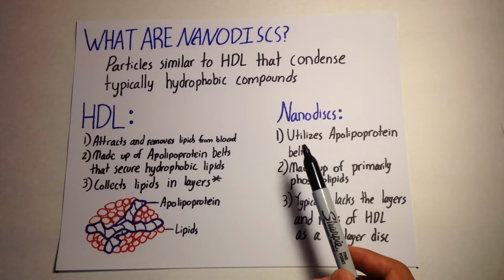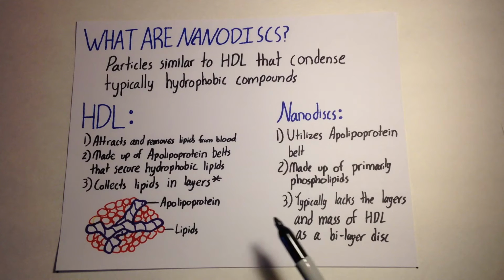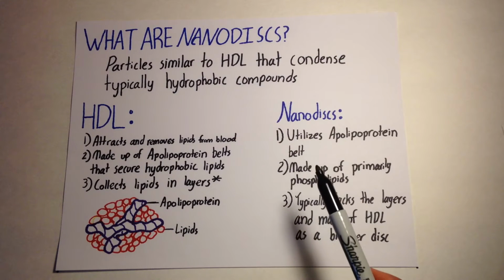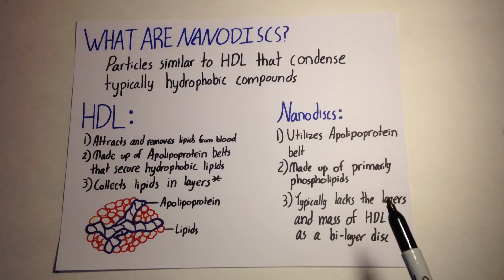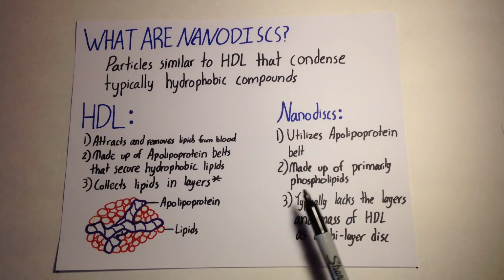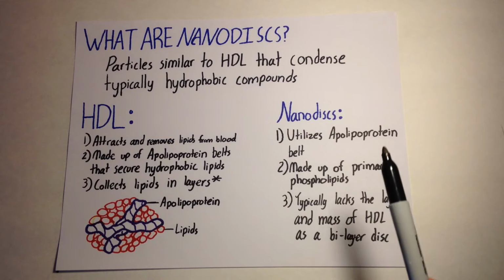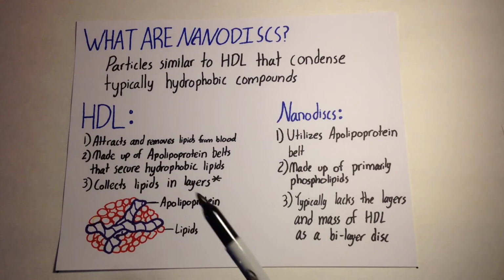Similarly, nanodiscs utilize the apolipoprotein belts, and it is made up of primarily phospholipids. Nanodiscs typically lack the layers and mass of HDL as a bilayer disc. What I mean by that is that HDL is comprised of phospholipids, triglycerides, and cholesterol. Nanodiscs, on the other hand, only use the apolipoprotein belt and the phospholipids to make up its body and structure, rather than having this clumpy mess that has to be removed from the body.